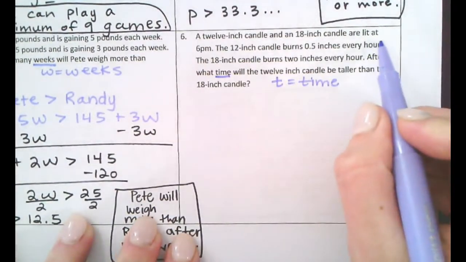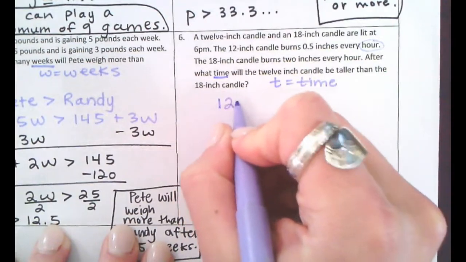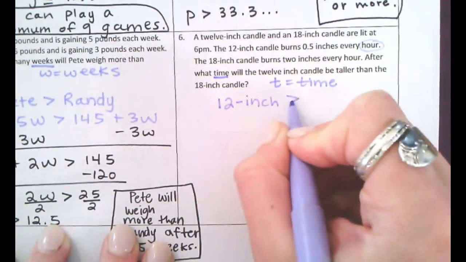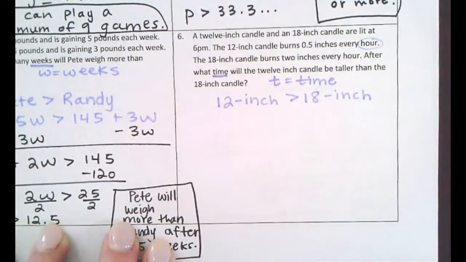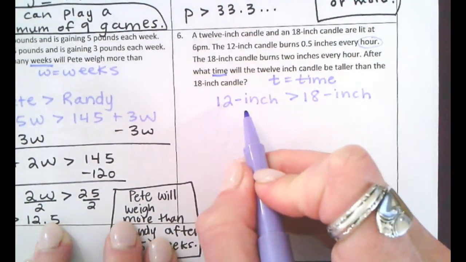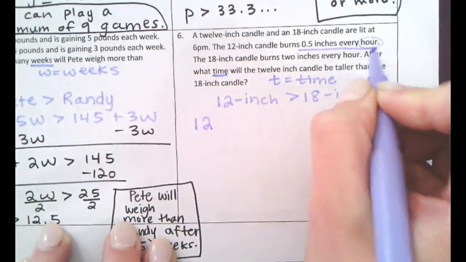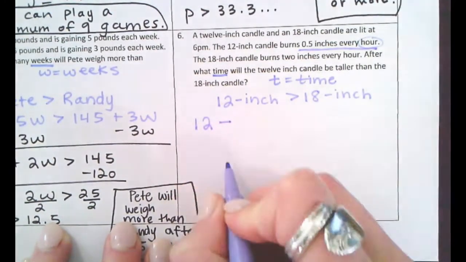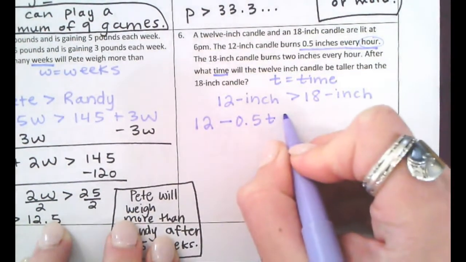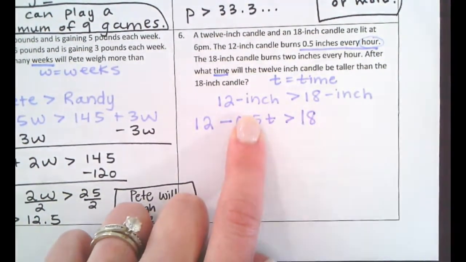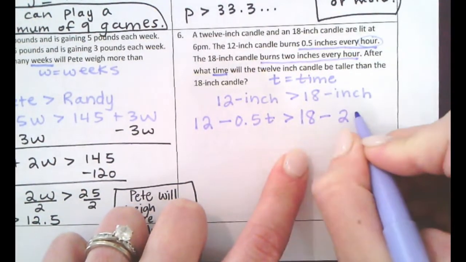I'm going to set T to be my time. Or actually, in this problem, we're dealing with these candles every hour. But I'm going to want my 12-inch candle to be taller than or greater than my 18-inch candle. Well, my 12-inch candle starts at 12 inches. And it burns 0.5 inches every hour. So it is decreasing 0.5 each time. And I want this greater than my 18-inch candle, which is burning 2 inches every hour, or 2t.